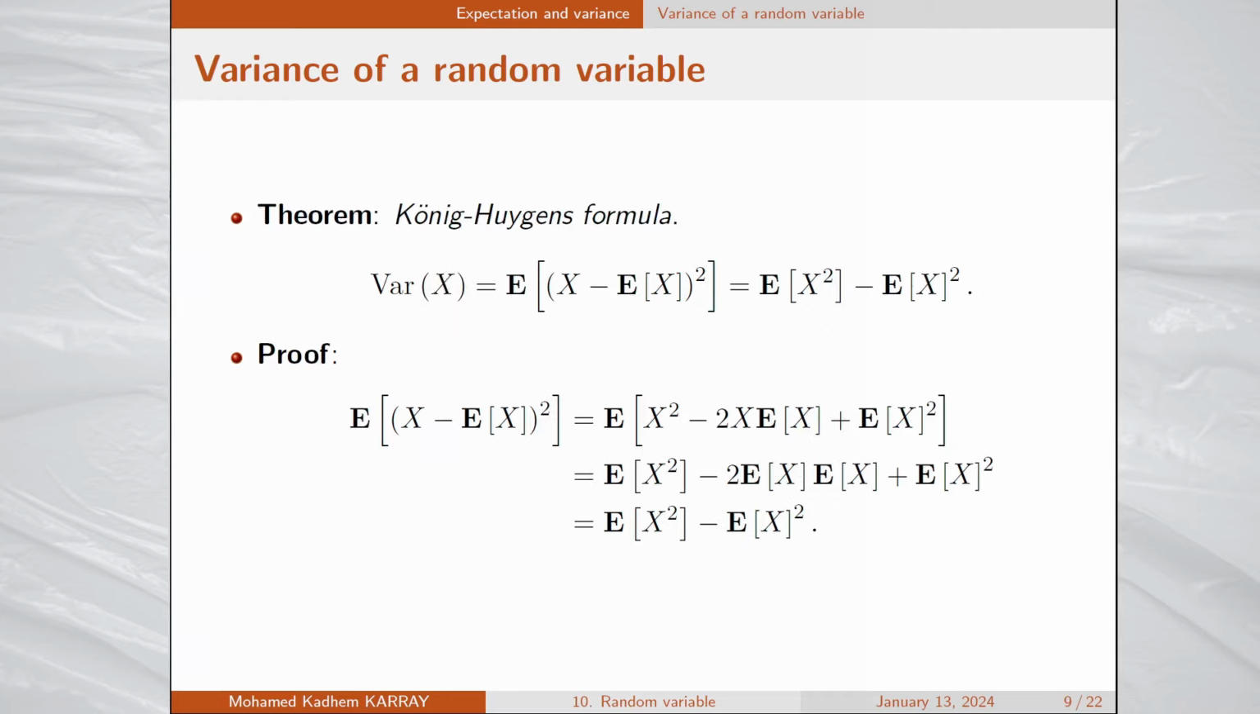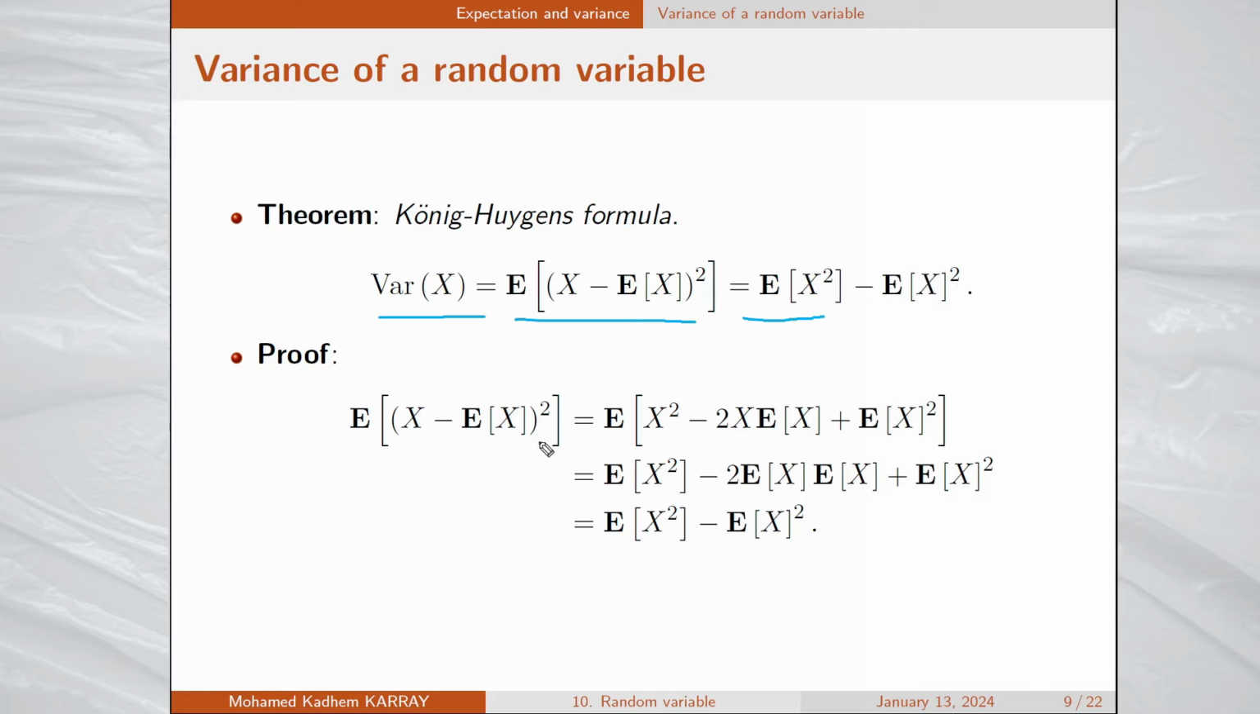Here now is the statement of the Koenig-Huygens formula. It says that the variance of a random variable x may be calculated either by the formula given in the definition, or alternatively by the following formula: the expectation of x squared minus the expectation of x, squared. Note that the power 2 is within the brackets in the first term, and it is outside the brackets in the second term. So the second term is the mean of x, squared.